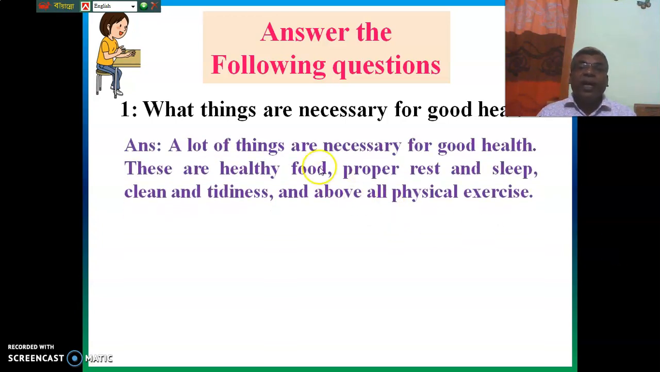What things are necessary for good health? That is the question, followed by the answer. A lot of things are necessary for good health. These are healthy food, proper rest and sleep, cleanliness, and above all physical exercise.